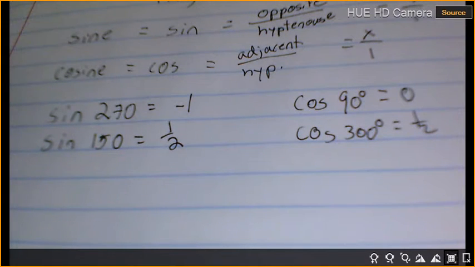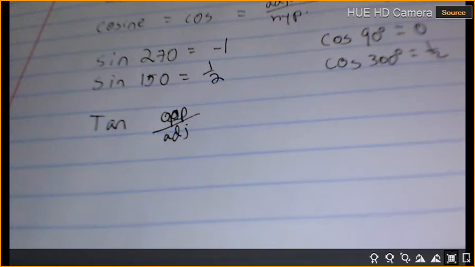So now we're going to move on to tangents. When we talk about tangent, we're talking about the opposite over the adjacent. Okay? Tangent is opposite over adjacent.